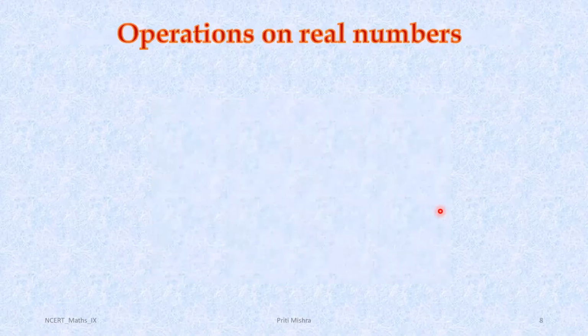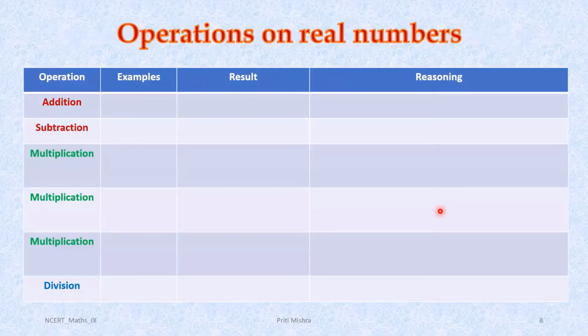Now let's have some operations on real numbers. Here I am going to show you on the real numbers. We will be having addition, subtraction, multiplication, and division. We can have 3 types of different results on multiplication. So let's start with the addition.